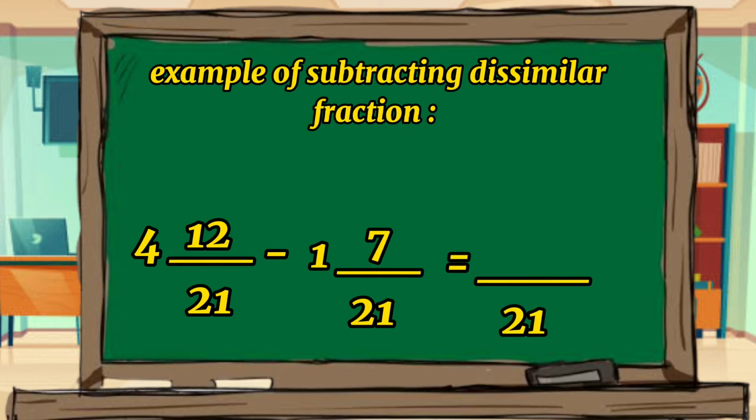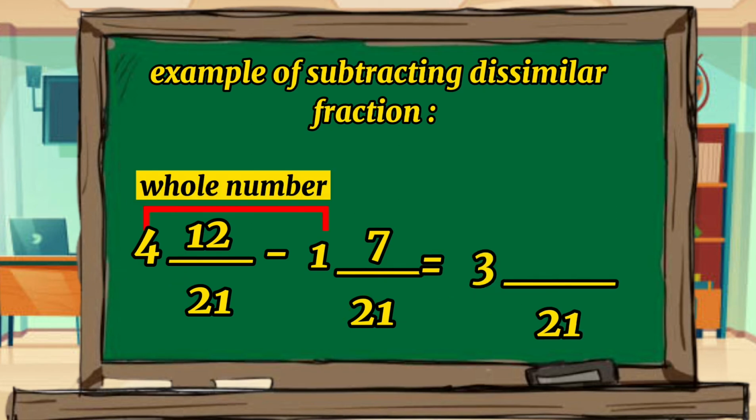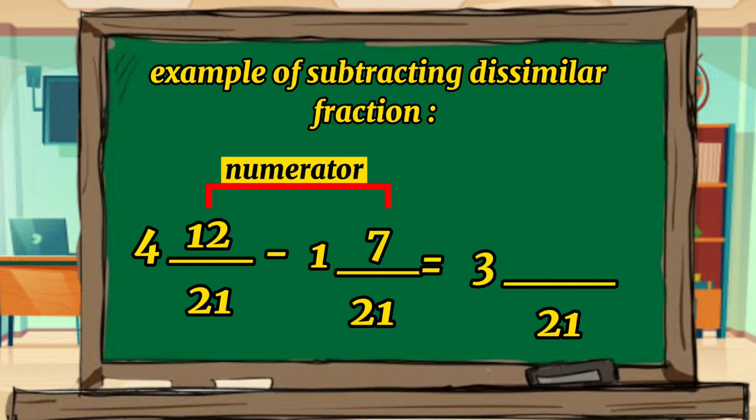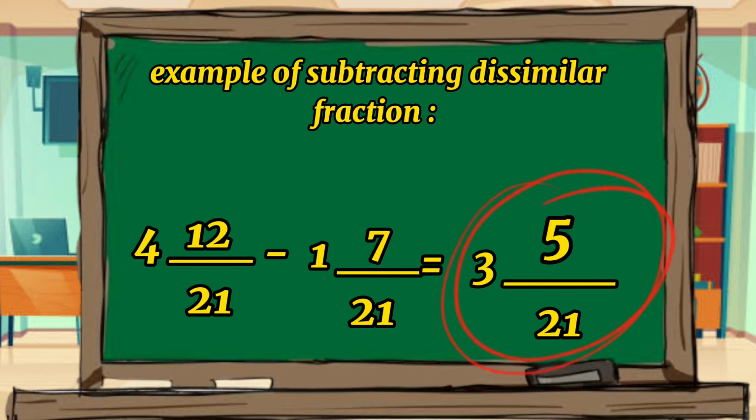Copy first the denominator, which is 21. Then subtract the whole numbers. 4 minus 1 equals 3. Next, the numerators, 12 minus 7 equals 5. The answer is 3 and 5 over 21.